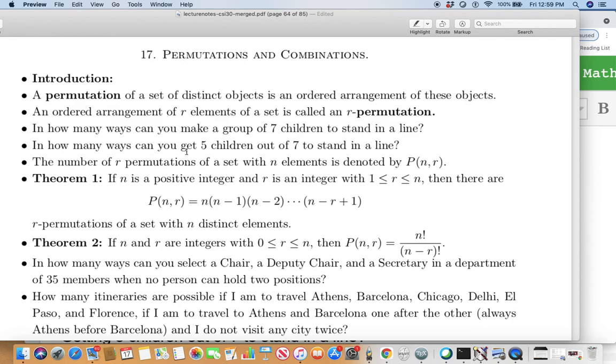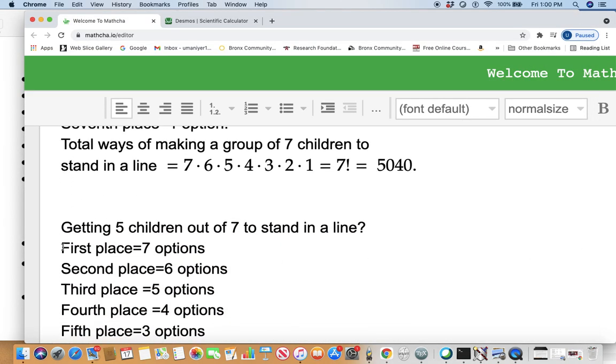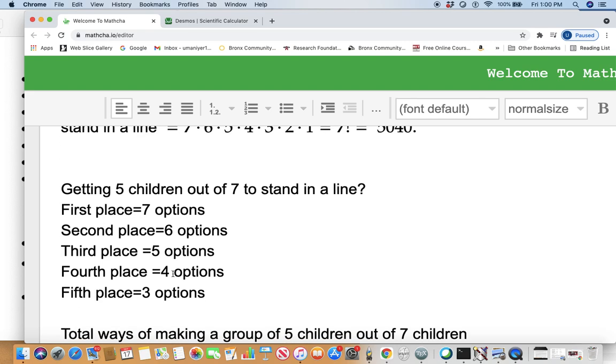In how many ways can you get 5 children out of 7 to stand in a line? Again, this tells me order is important, but I need only 5 children. So, getting the first place, there are 7 options. Second place, 6 options. Third place, 5 options. Fourth place, 4 options. Fifth place, 3 options, and that's it because we have only 5 to choose.